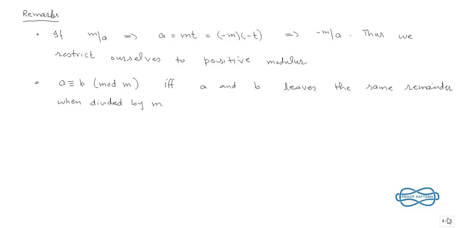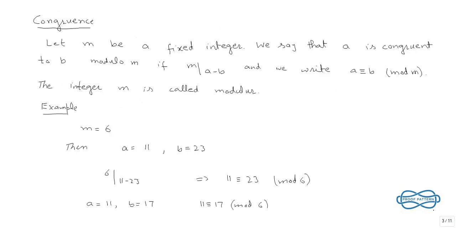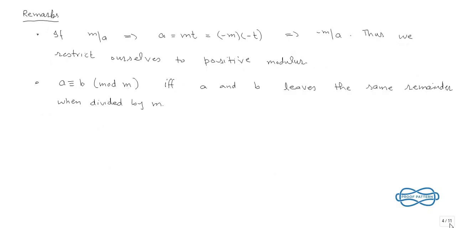As in our previous example, when we divide 11 by 6, the remainder is 5, and when we divide 23 by 6, the remainder is 5. Similarly, when we divide 17 by 6, the remainder is 5. So all give the same remainder. That's why they are congruent to each other modulo 6.